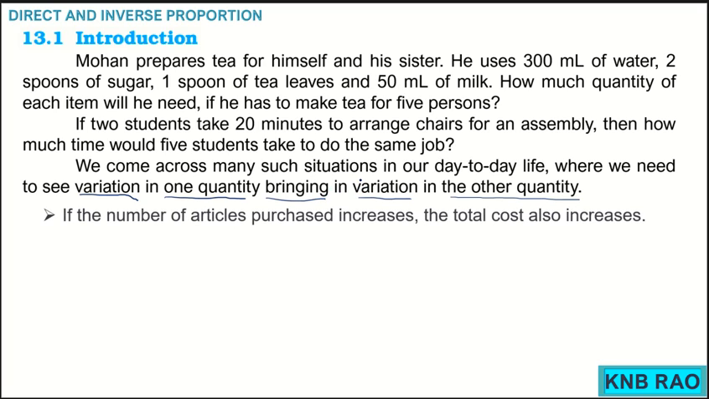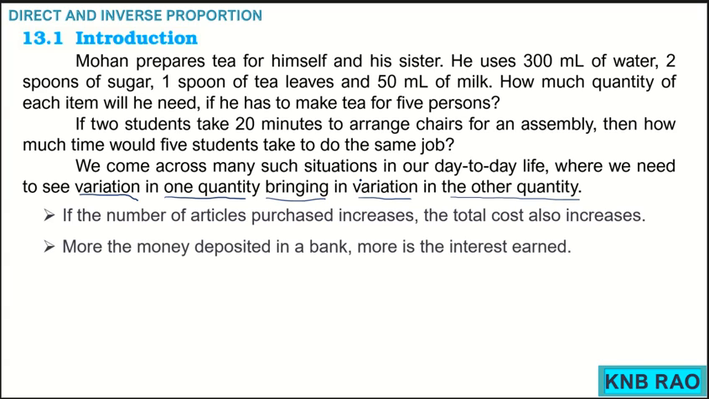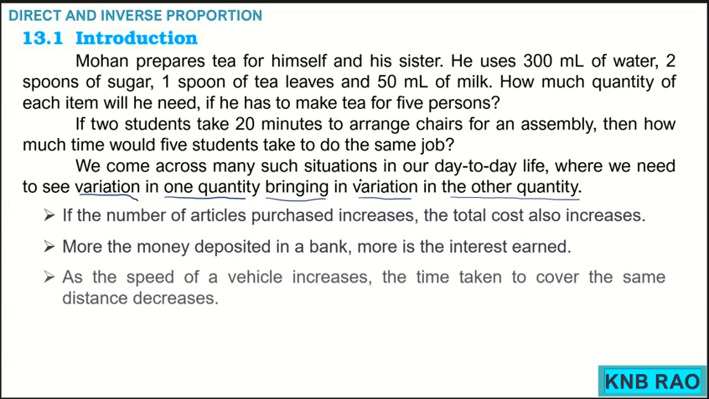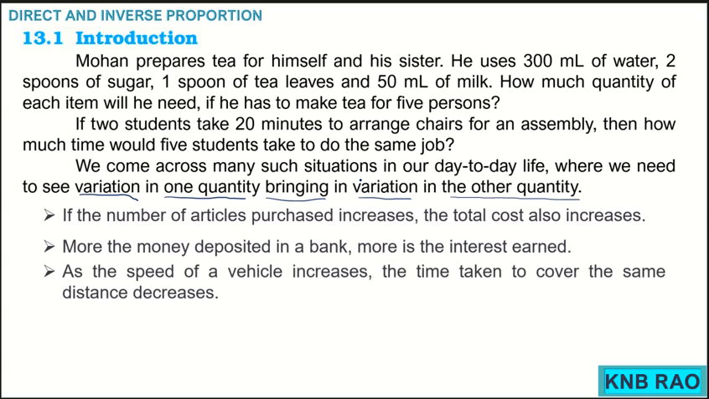Now if the number of articles purchased increases, definitely the total cost also increases. When we are purchasing more articles, we have to pay more money. This is the simple logic. Another, the more money we deposit in a bank, the more interest that we earn on it. And as the speed of the vehicle increases, the time taken to cover the same distance will definitely decrease. What would be the example?